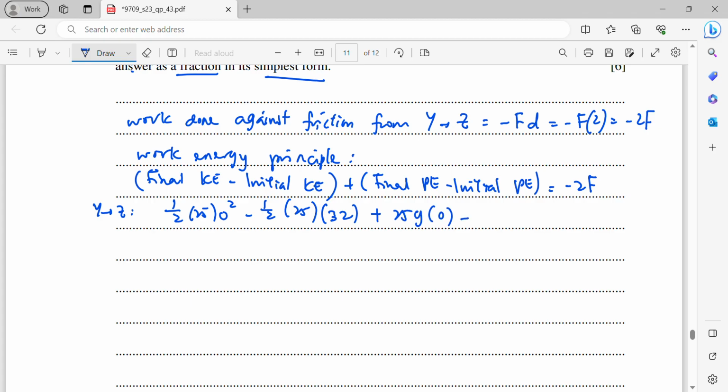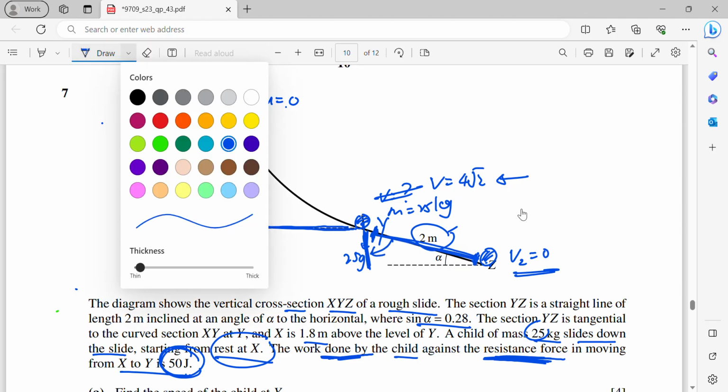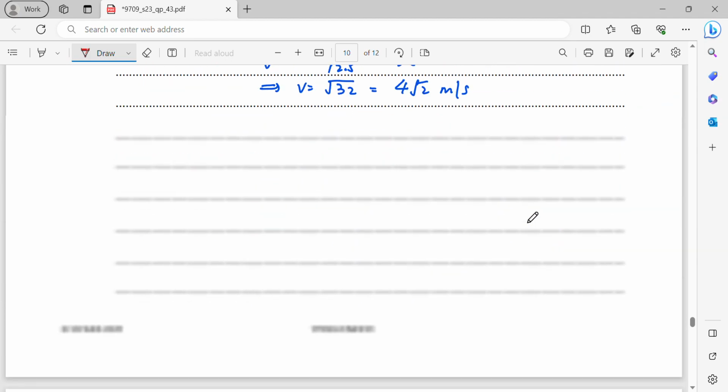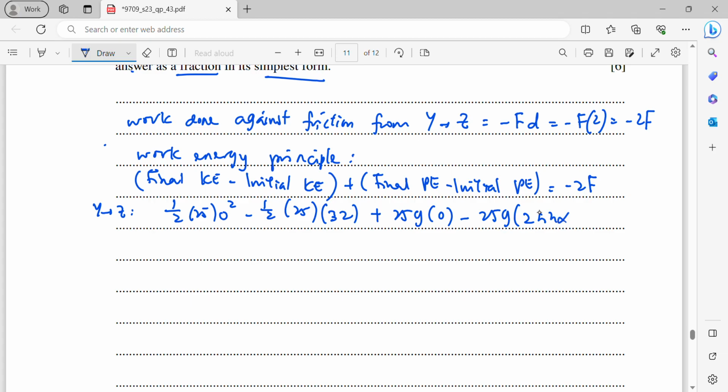Minus initial PE. Okay, so for the initial PE, look at here. This is our 25G. The H is going to be, okay, this is a 2. I need to resolve this 2 vertically. This is my distance. I'm not using this angle, I'm using alpha. Therefore, it is sine. So my H is basically 2 sine alpha. That is my H. So when it comes to the working here, I will write 25G times 2 sine alpha equals negative 2F.